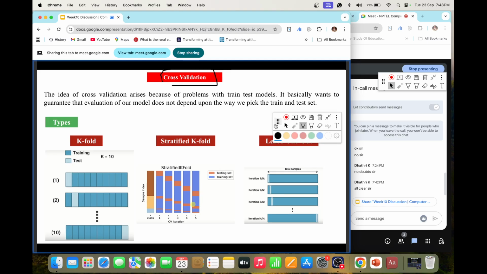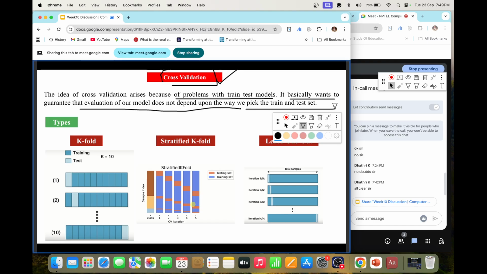So now the problem is regarding this test data. If we have a single train data and single test data, then there can be an anomaly, because we are just training based on a single data and testing based on a single data. So there can be an anomaly. For that, this cross validation term arises. The idea of cross validation arises because of the problem with the train and test model. It basically wants to guarantee that the evaluation of our model does not depend upon the way we pick the training data or test data.